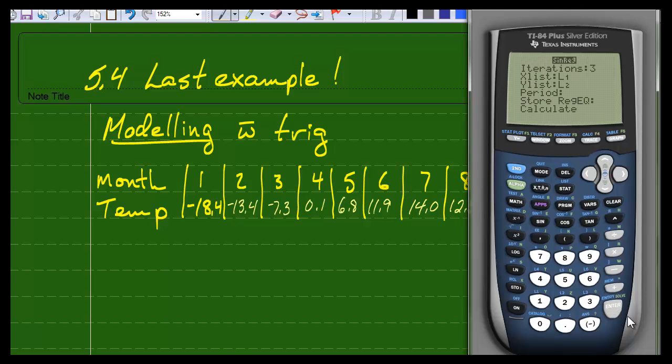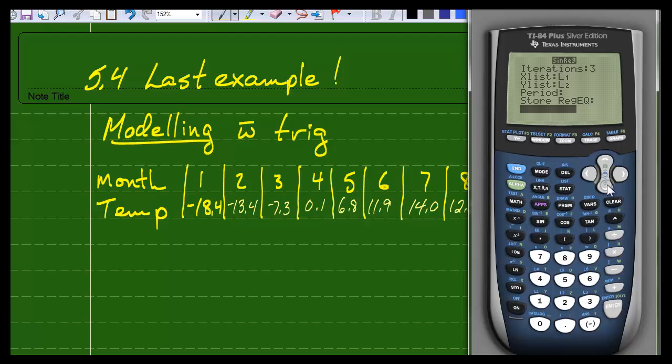So hit that, enter, and iterations 3. Never actually seen that before. That's awkward. Let's find out what that means. So my X list is going to be list 1. That's true. My Y list is going to be list 2. That's good.